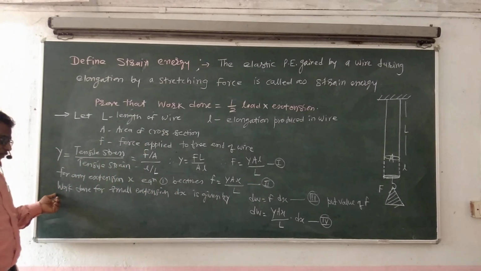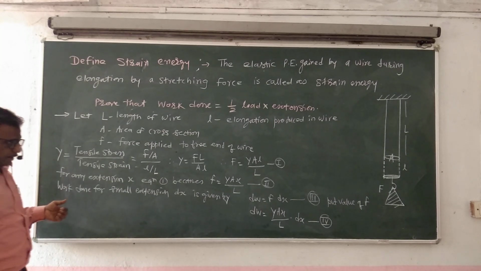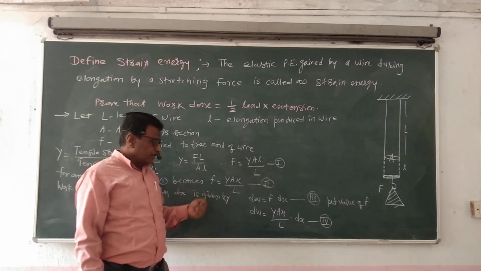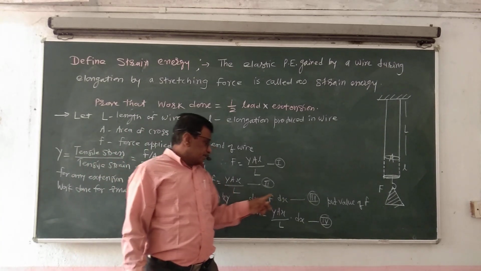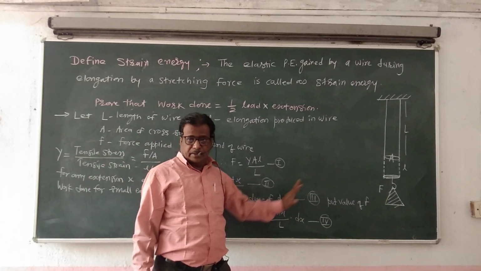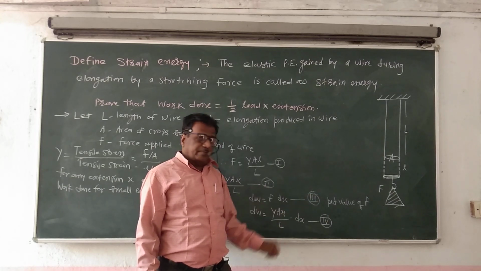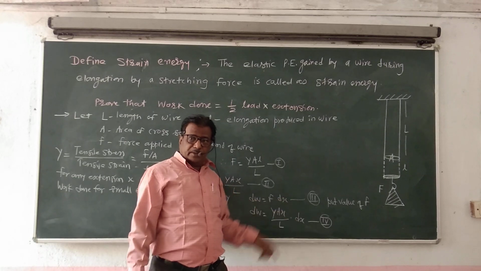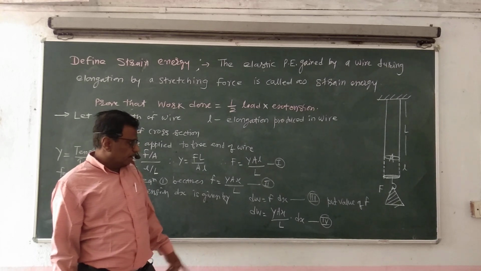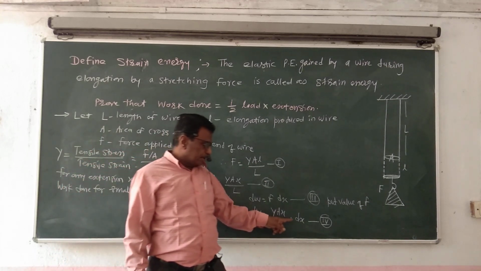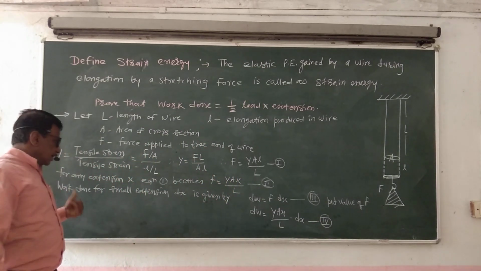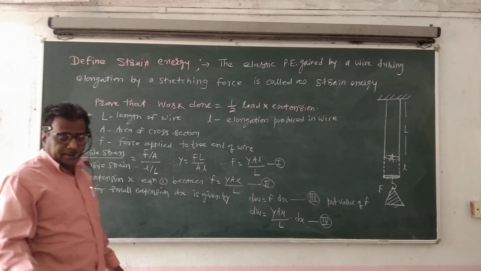Here, work done for a small extension dx is given by, we know that work is the product of force and displacement. So dW is equal to F into dx. We call this equation number 3. Now substitute the value of F in equation number 3. We get dW equal to YAx upon L into dx. Call this equation number 4. So this is the work done for a small extension dx.